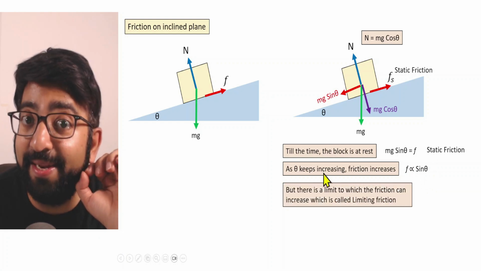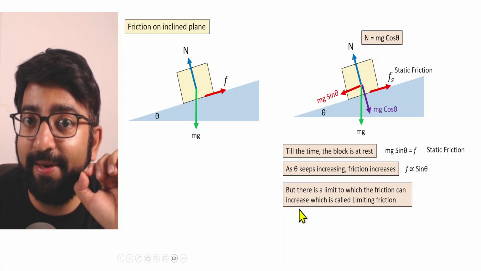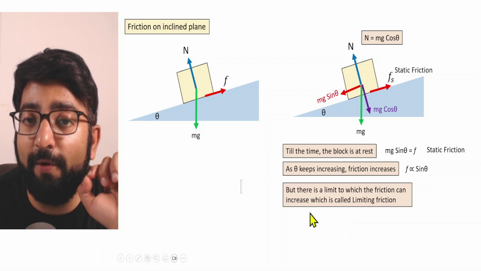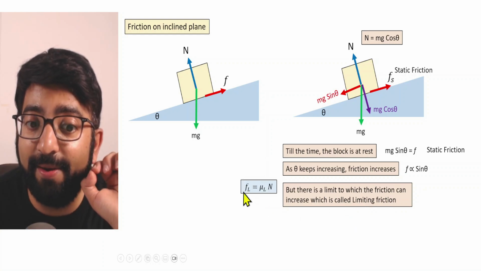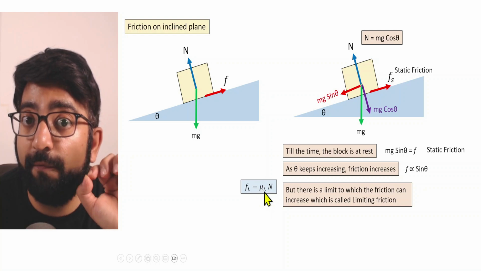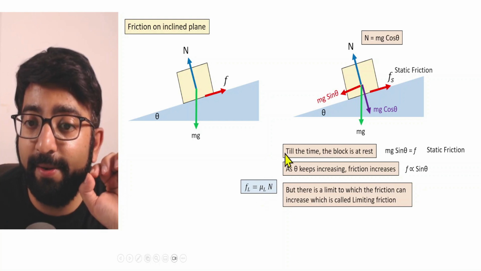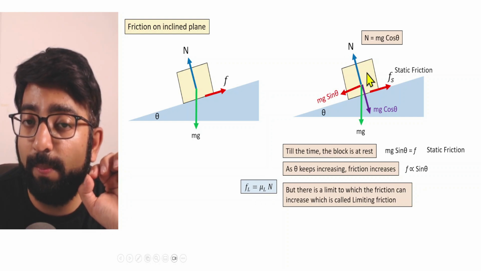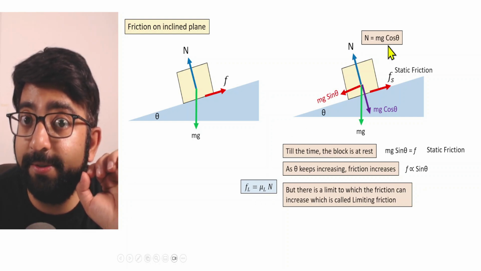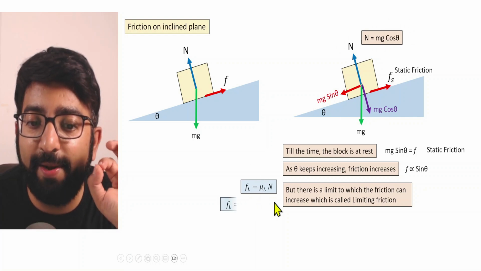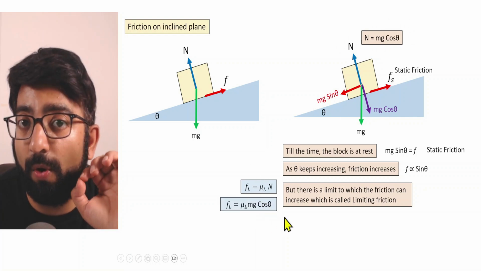But there is a limit to which the friction can increase, and that maximum value is called limiting friction. And the formula for limiting friction is FL, limiting friction, equal to mu L times the normal reaction, where mu L stands for the coefficient of limiting friction or coefficient of static friction, and N is the normal reaction acting on the block. And since this normal reaction is equal to mg cos theta in this situation, we will write FL is equal to mu L mg cos theta.